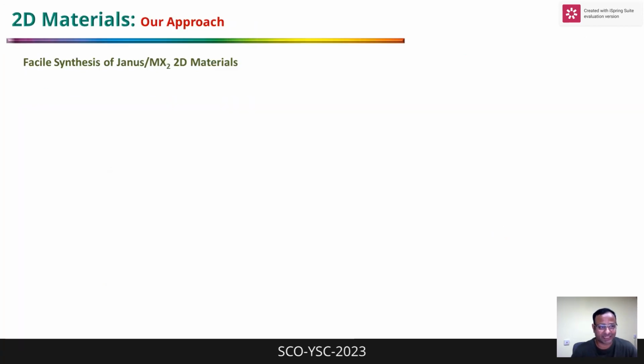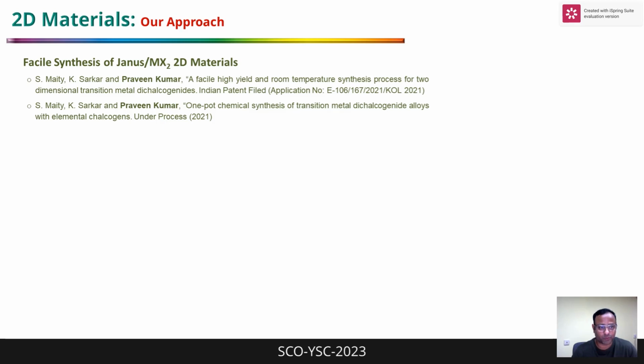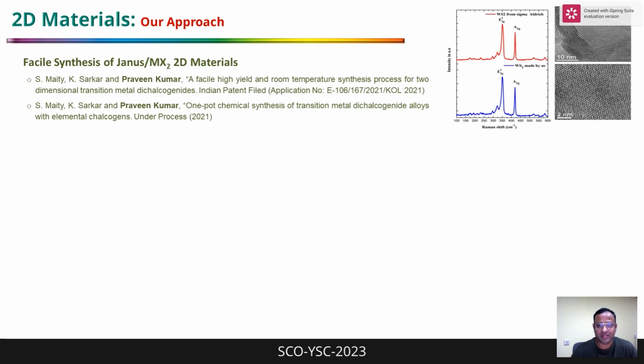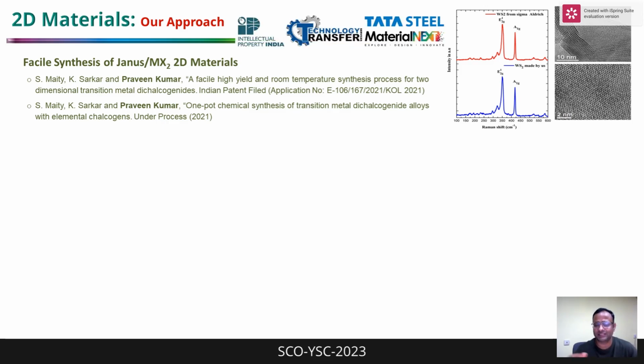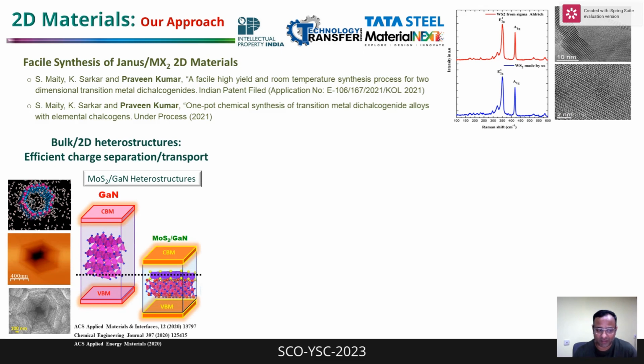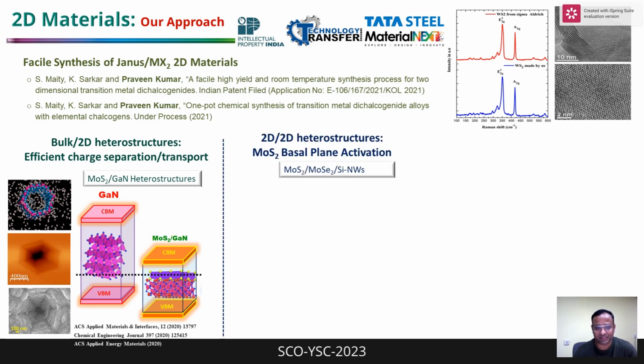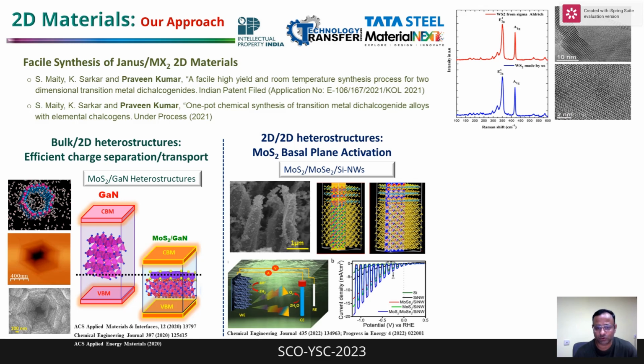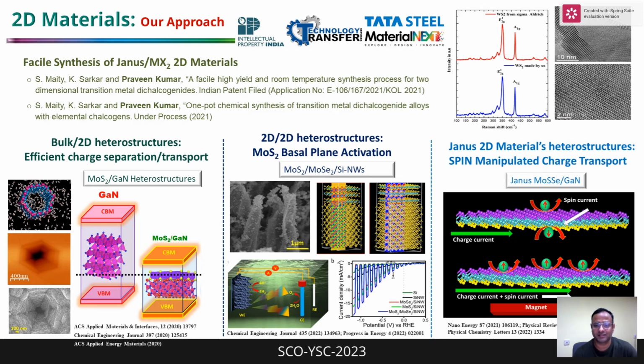As far as the facile synthesis is concerned, we have recently developed two room temperature chemical processes, by which you can get this 2D material in a layered, exfoliated, high quality form, and you can see the comparison between the industrially available material and the method which we have made. We have filed 2 patents, and we have also addressed a very recent issue related to heterostructures. To get efficient charge transport, we made heterostructures of MoS2 with gallium nitride to get a very efficient photocathode. But what I am going to discuss today in detail is how we can activate the basal plane of MoS2, and how we can utilize the spin in 2D material.